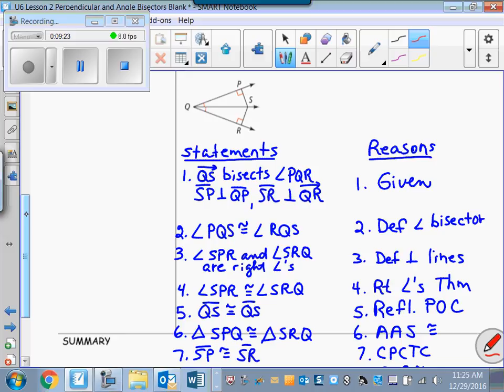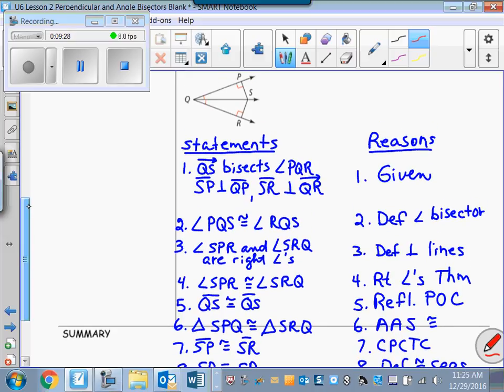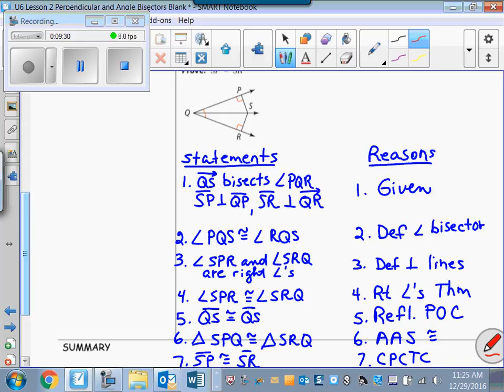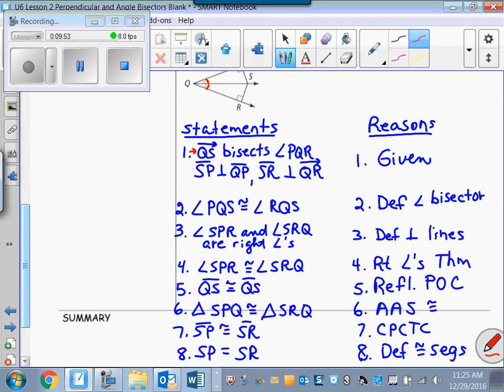Here we go. Of course, I listed my given statements first. And then statement number 2, I'm going to say that angle PQS right here is congruent to angle RQS. And how do I know that? Because they told me that QS bisects angle PQR. So whenever they give you a bisector, your next logical step is going to be that the two things that are created by the bisection are congruent. So I've got that.